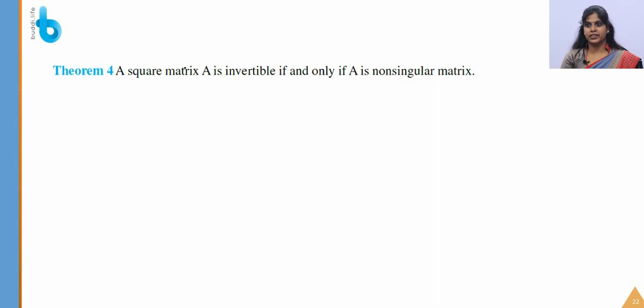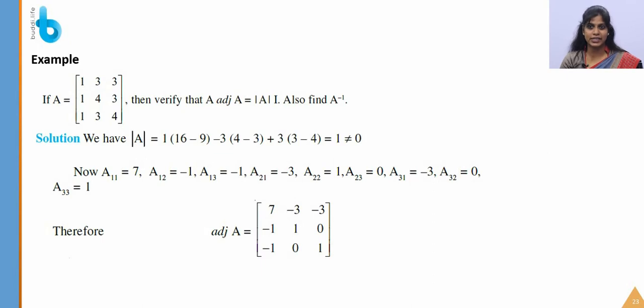Next we will see a theorem on a singular matrix. A square matrix A is invertible if and only if A is a non-singular matrix. That is, if you want to find the inverse of any matrix, first you should check whether it is singular or non-singular. Only if it is a non-singular matrix can you find its inverse. So, we will now see an example for finding the inverse and for verifying the theorem which we learned previously.